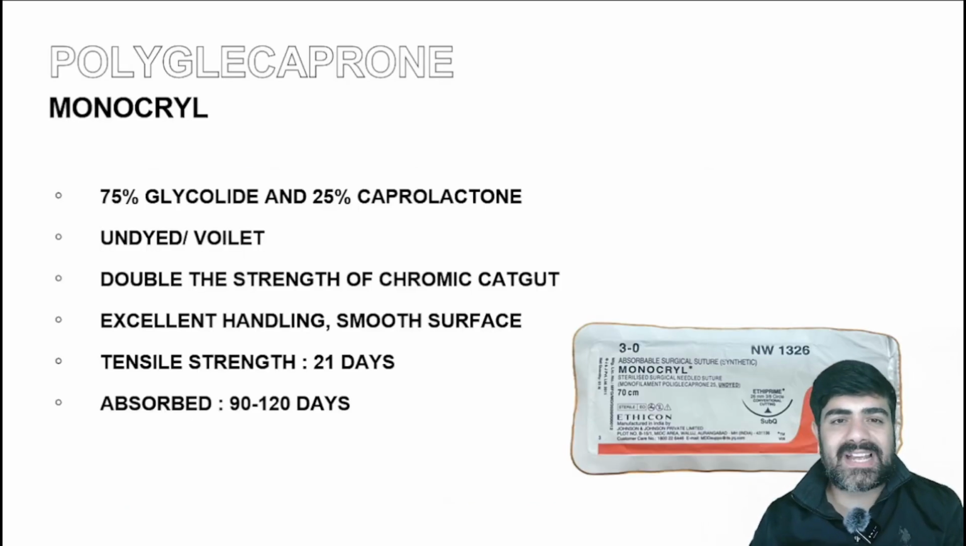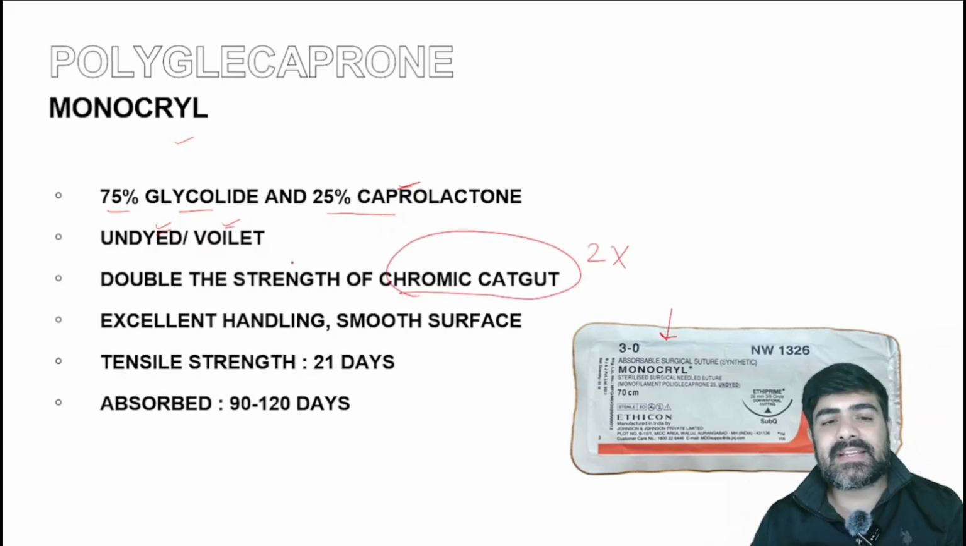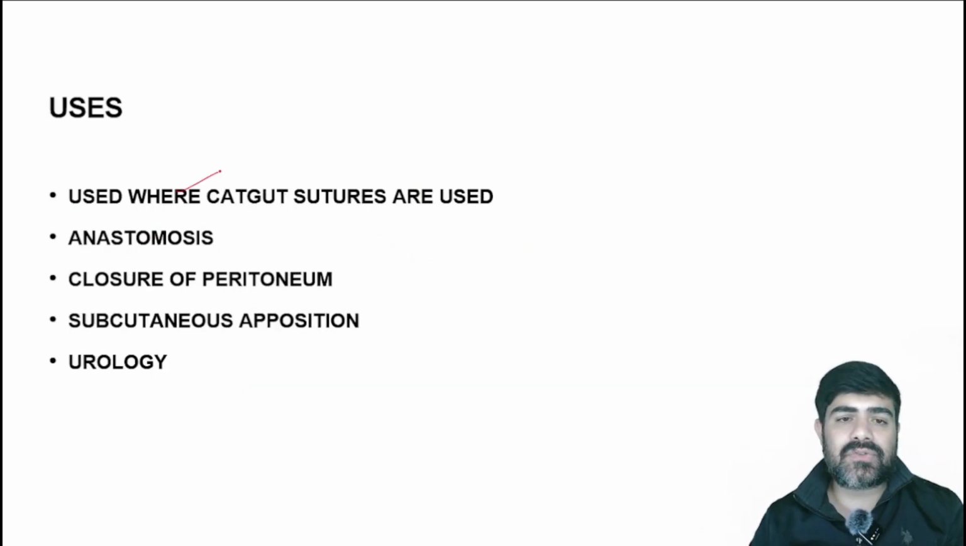Now we have polyglecaprone, that is Monocryl. It is a polymer of 75% glycolide and 25% caprolactone. This is undyed or dyed. This packet was undyed. It doubles the strength of chromic catgut. It has excellent handling, a smooth surface, tensile strength is lost in 21 days, and it gets absorbed in 90 to 120 days. It is used where catgut sutures were used.